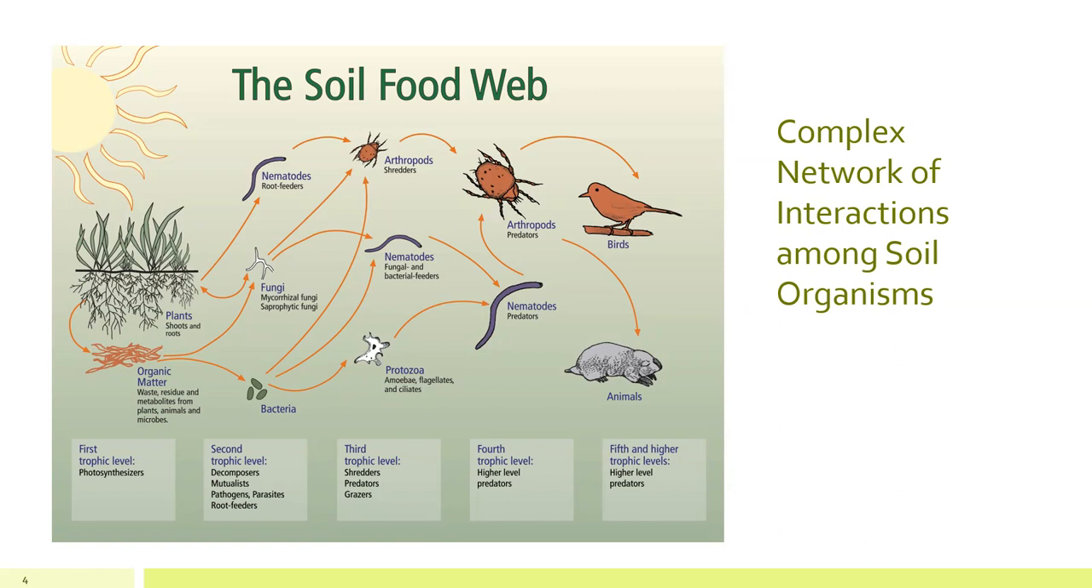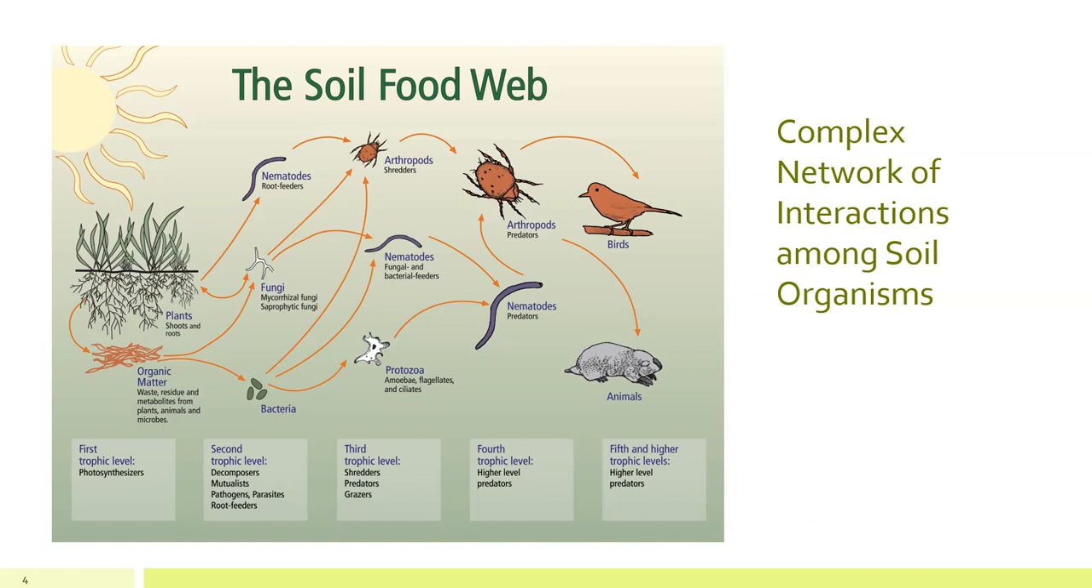What they call trophic levels, you can see at the bottom here. Hopefully everybody can see on the screen. It really all starts with our beautiful sun shining down on our plants, and from there, this entire process moves through. At the first level, you have your photosynthesizers, which are your plants. Your second trophic level in your soil ecology, you can find your decomposers, mutualists, pathogens, parasites, root feeders. All that means is it's mostly bacteria, fungi, and a few nematodes.